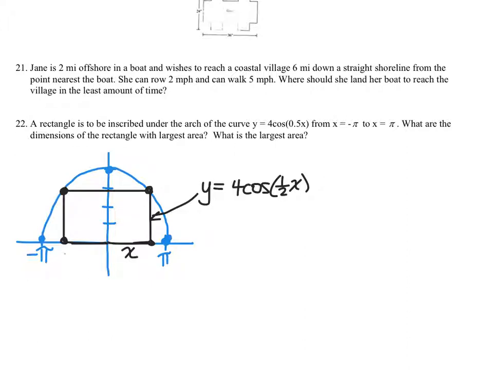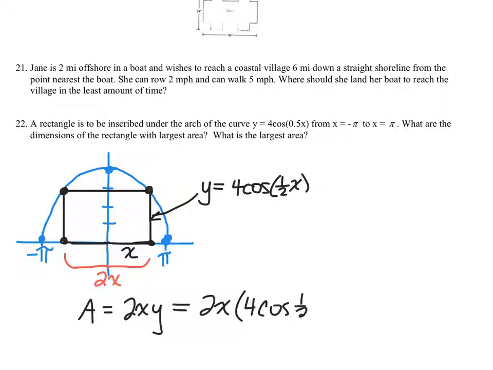Now, I'm looking for area. Area would be the two sides multiplied. X is only that one little piece in the middle, or a half distance, so the whole side would be 2x. So my area model would be 2x multiplied by y, but more specifically, 2x multiplied by 4 cosine 1/2 x.